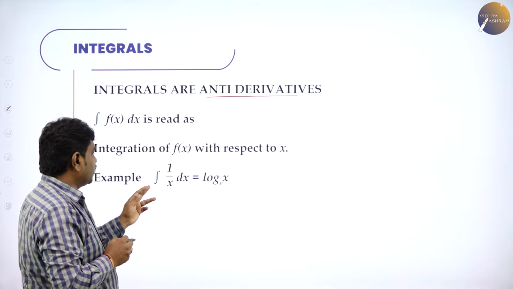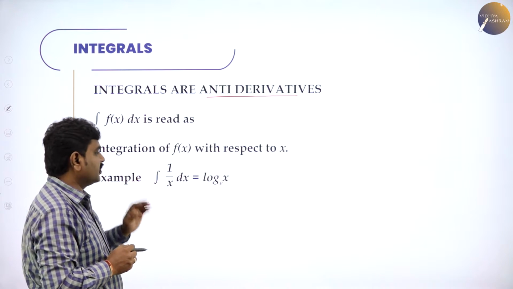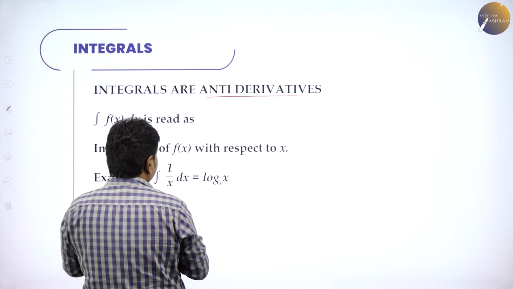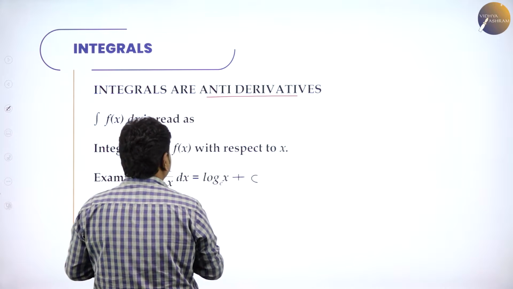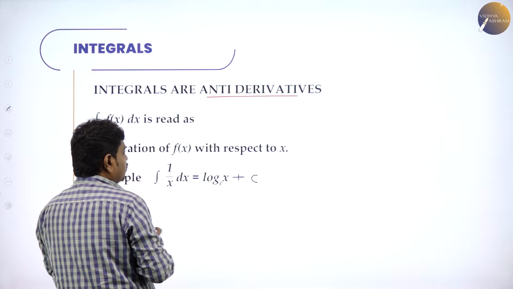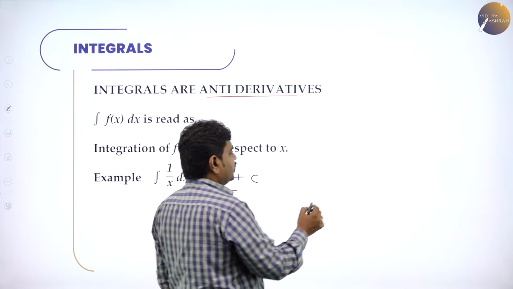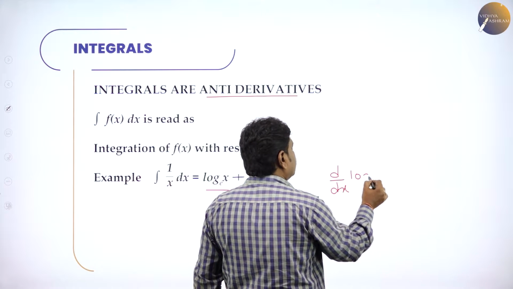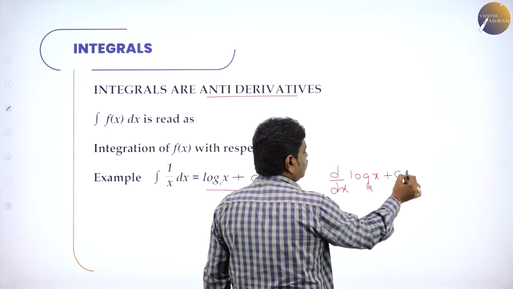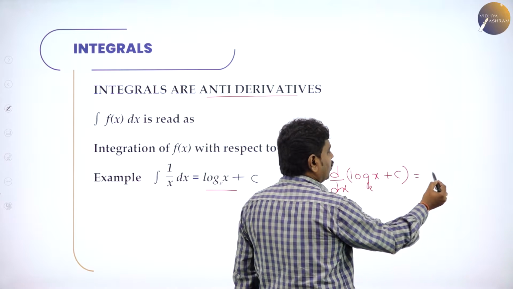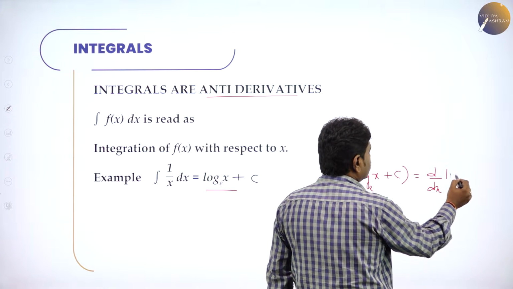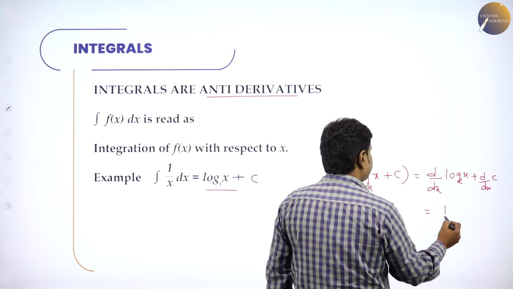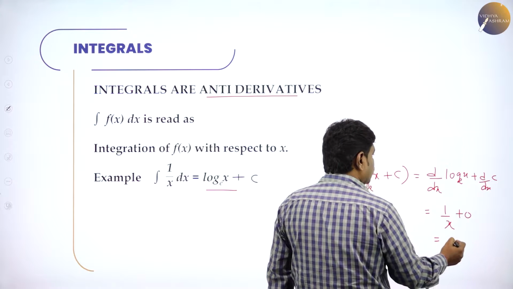Because integration of 1 by x is log x. The reason is plus c. Integration of 1 by x is log x plus c, where c is the integral constant. What is the meaning? The meaning is simple. If you differentiate d by dx of the RHS, what is the RHS? Log x plus any constant c. That is d by dx of log x plus d by dx of constant. What is the derivative of log x? 1 by x. The derivative of a constant is 0. We get what? 1 by x.